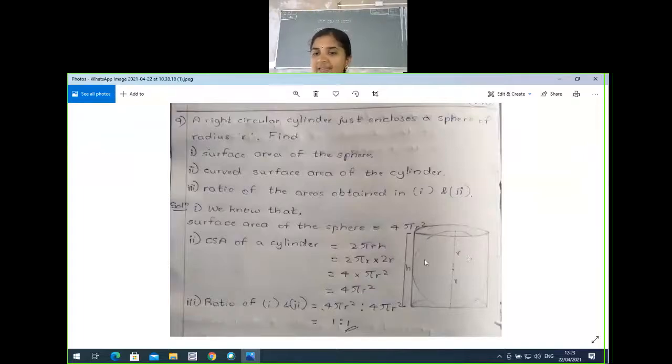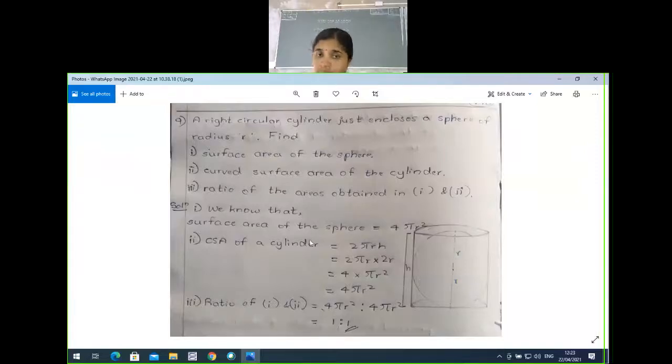The sphere is sitting correctly inside the cylinder. So what we are observing is here the height of the cylinder is nothing but the diameter of the sphere. That we have to observe properly. Here actually the height of the cylinder matches the diameter of the sphere.